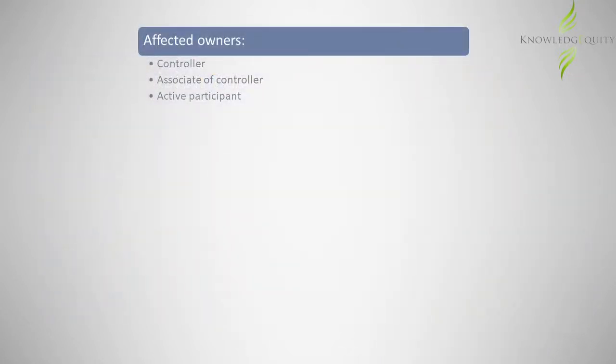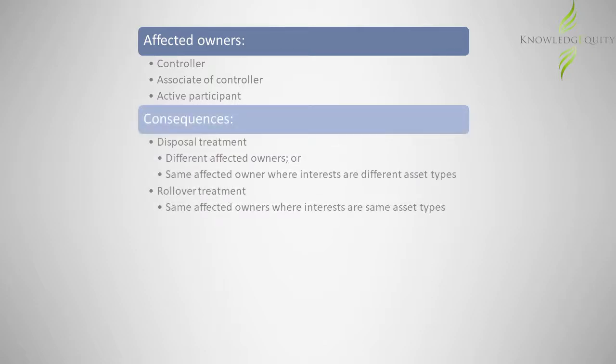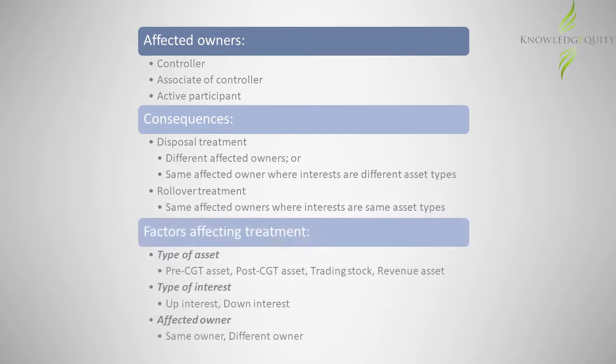Only affected owners are impacted by the value shifting regime. These include controllers or their associates, or any active participant in a scheme involving a closely held entity. The consequences for affected owners depend on whether disposal treatment or rollover treatment is triggered, which in turn depends on the type of asset, the type of interest, and the affected owners.